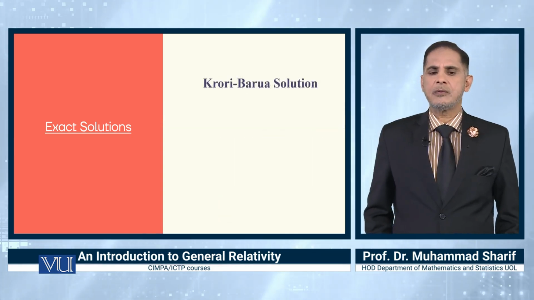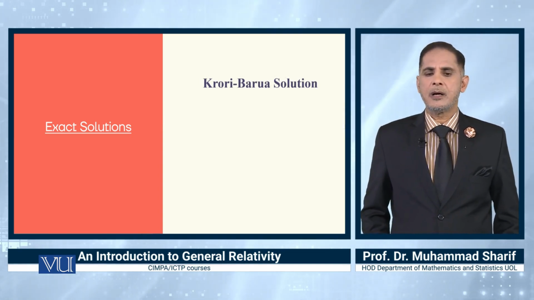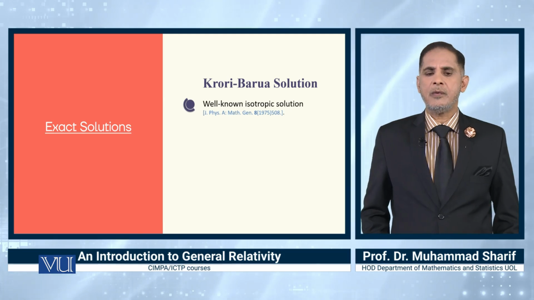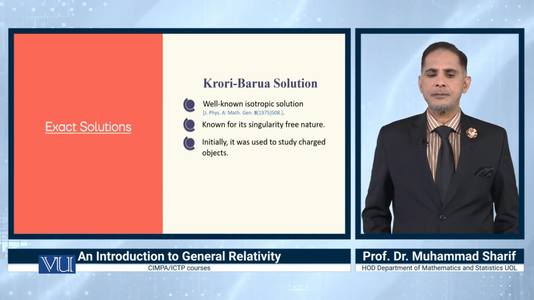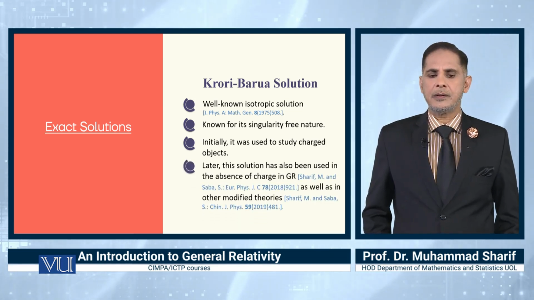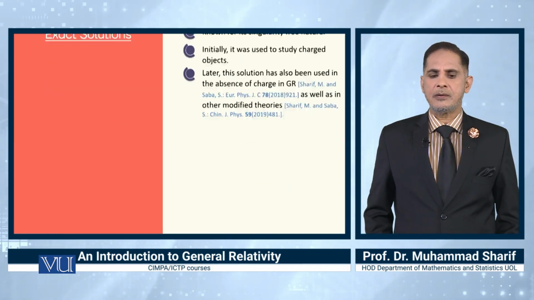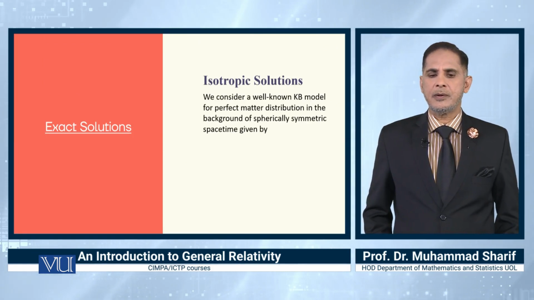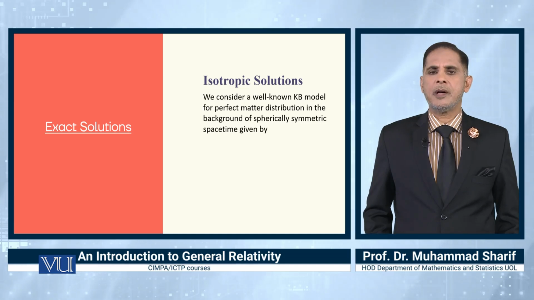To solve these equations, we need some type of solution, and here we are using the well-known Korkina-Barwa solution. This is a well-known isotropic solution, well-known for the reason that it is a singularity-free solution. This was initially used for charged objects. However, later this solution has also been used in the absence of charge in general theory of relativity as well as in other modified theories.